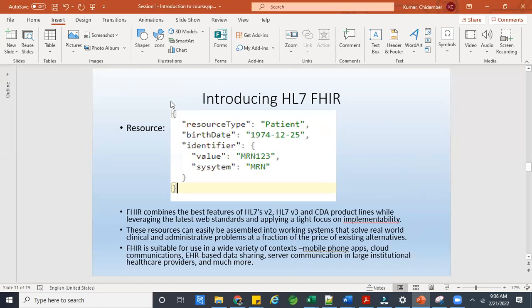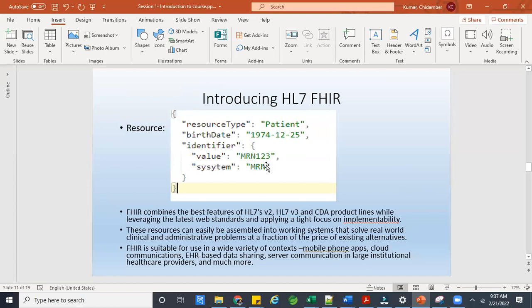Again, this is a JSON format. For those who are new to JSON, please don't worry about that. We'll cover how to work with JSON. I have given this particular snapshot just to give you an idea of how a particular resource would look. There would be different elements that are defined by FHIR, and then it will have values against them.